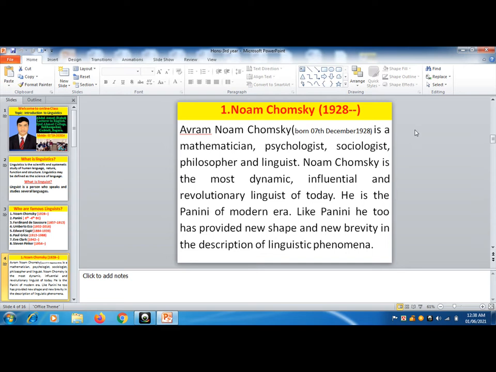So now we need to know Noam Chomsky. The full name of Noam Chomsky is Avram Noam Chomsky, born 7th December 1928. He is a mathematician, psychologist, sociologist, philosopher, and linguist. Noam Chomsky is the most dynamic, influential, and revolutionary linguist of today. He is the Panini of the modern era. Like Panini, he too has provided new shape and new brevity in the description of linguistic phenomena.